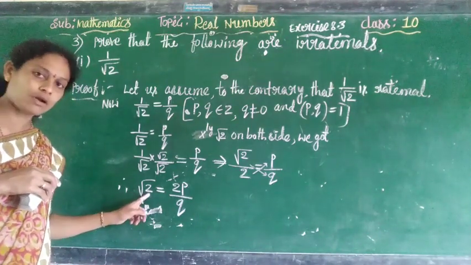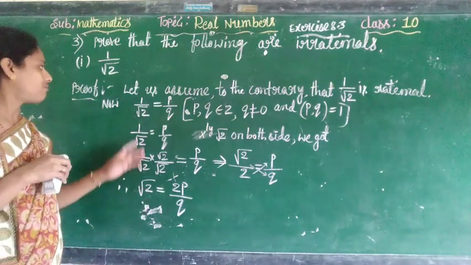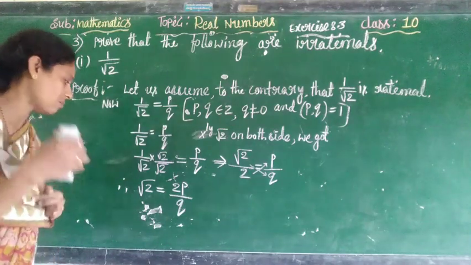This is not possible. Our assumption is wrong. Therefore 1 by root 2 is an irrational number.